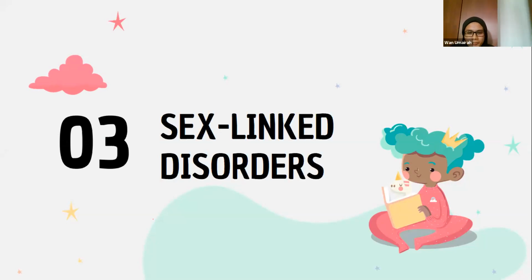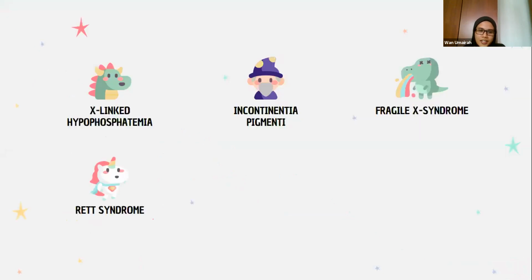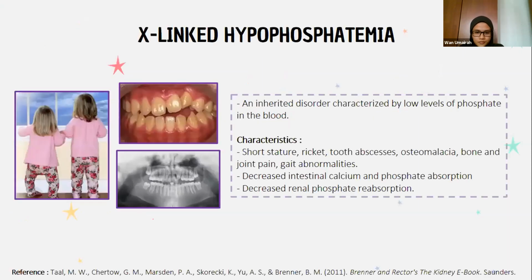Okay. Now we go to the sex-linked disorders. Actually, there are a lot, but I come with some examples. For X-linked dominant, I'll be explaining about X-linked hypophosphatemia, incontinentia pigmenti, fragile X syndrome, and Rett syndrome.